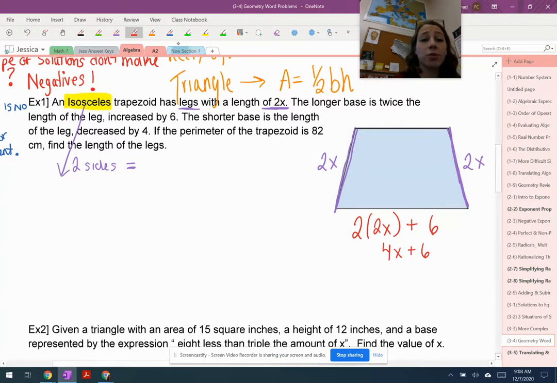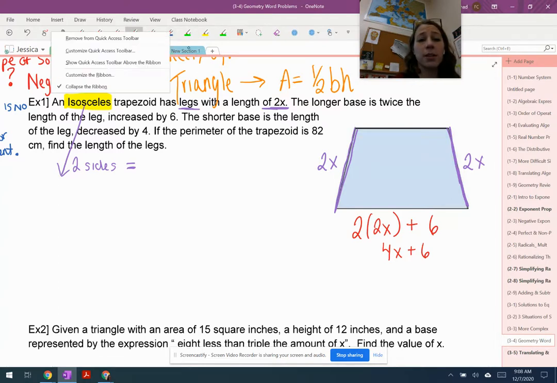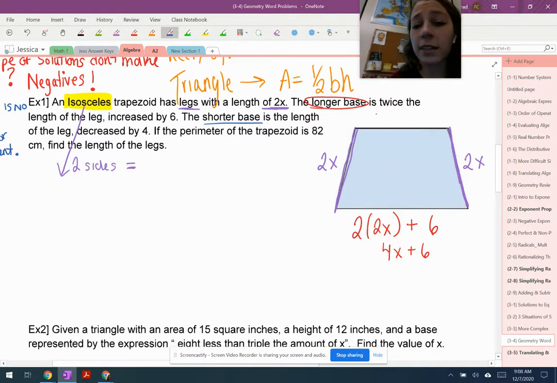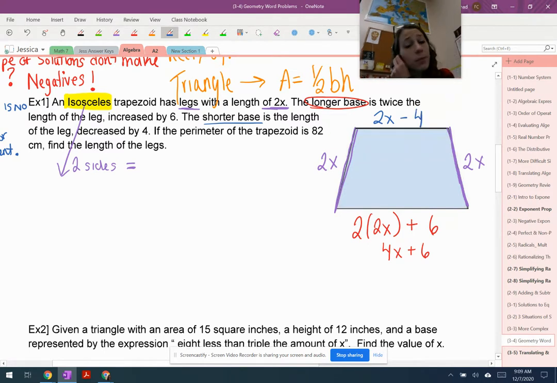And then it talks about the shorter base. The shorter base, so that was longer base. Now we're looking at the shorter base, is the length of the leg. So we're still starting with that leg length. So that 2x decreased by 4. Well, 2x minus 4 is the length of that top base then.